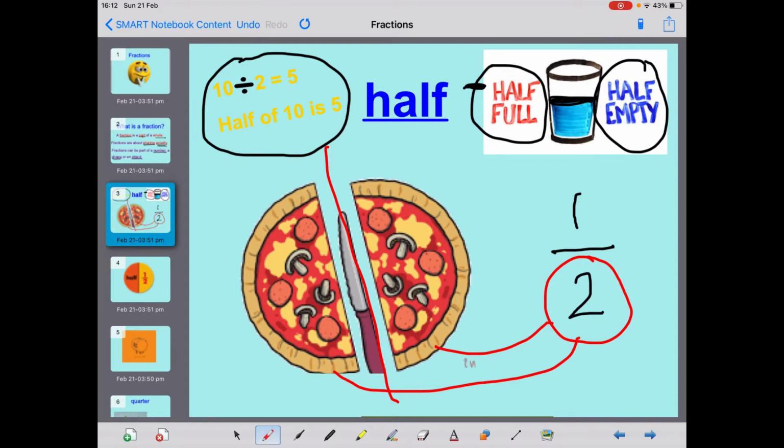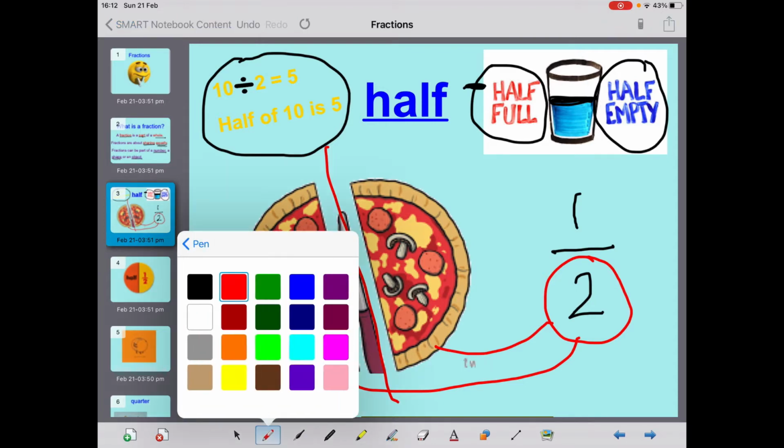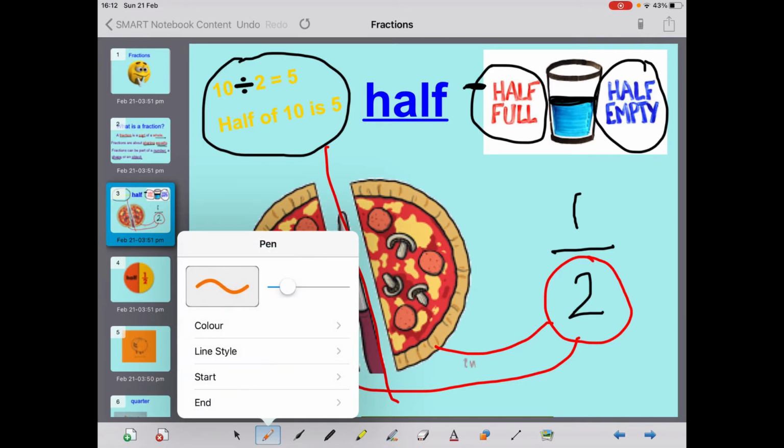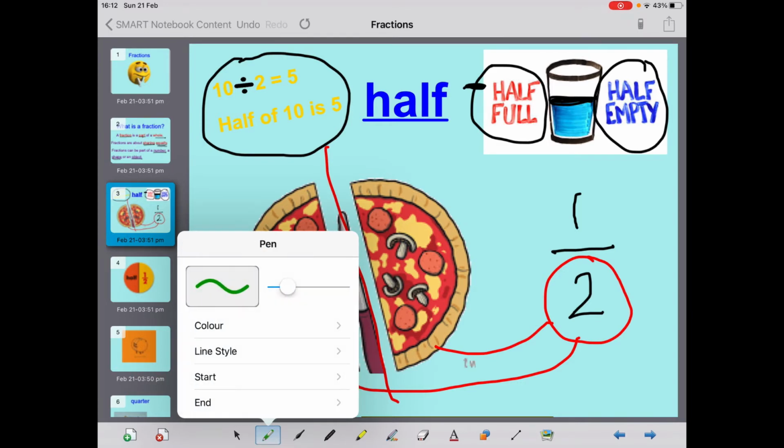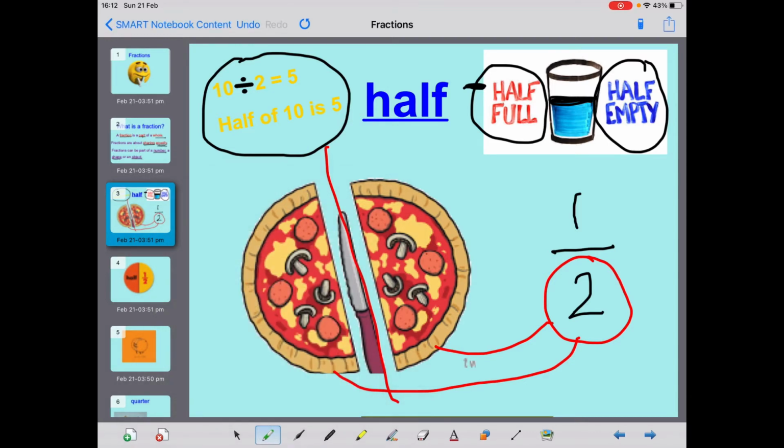The top number, I'm going to change colour again. Let's go for green. The top number tells us how many pieces we have. I'm going to circle that. So if we were to have that much, we can only have this piece of pizza. We are going to have one piece. That is 1/2 of the pizza.